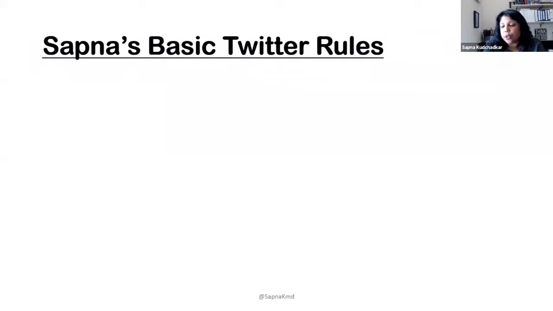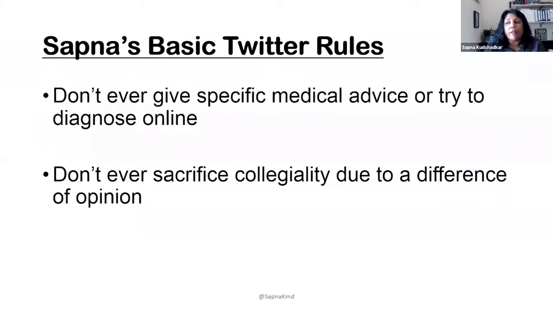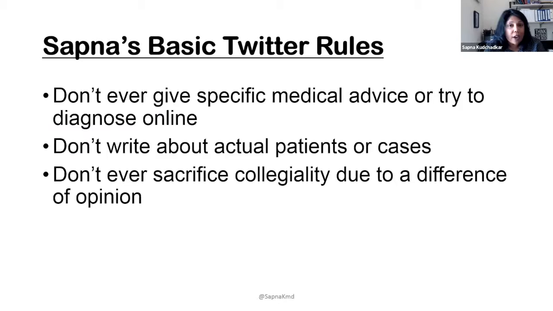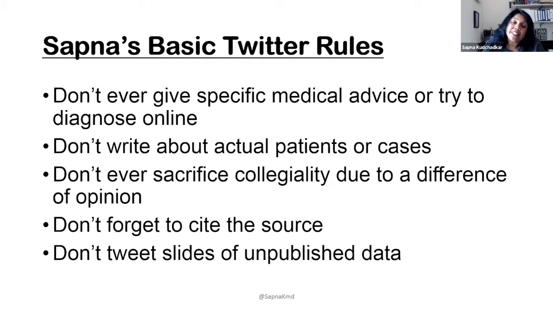So my basic Twitter rules as I wrap up: don't ever sacrifice collegiality due to a difference of opinion. Don't ever give specific medical advice or try to diagnose online. Don't ever write about actual patients or cases, even if you think that you've de-identified them. Don't forget to cite the source. So if you go to a conference and you take a picture of a slide, be sure to include the name of the person presenting, or their handle if they have one. But don't ever just tweet something out and not cite the source or attribute. And don't tweet slides of unpublished data.